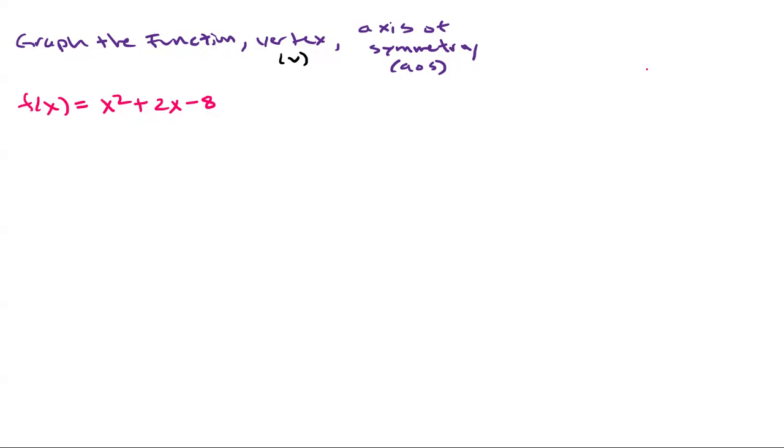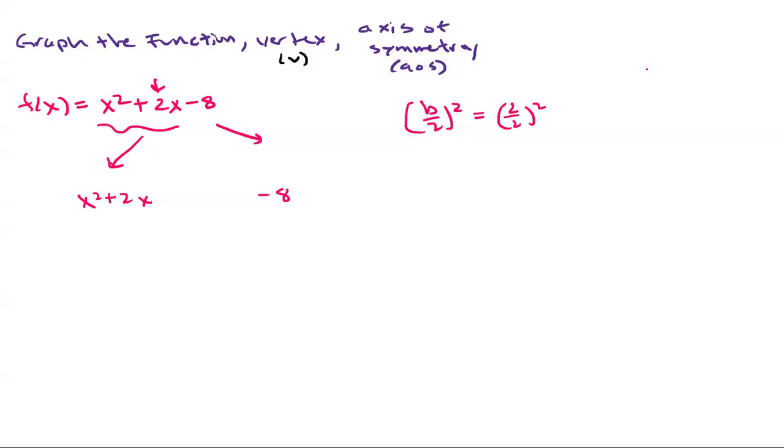Okay. So again, the first thing we need to do is separate these first two terms to the left and then separate that to the right. So we have x squared plus 2x minus 8. Then we're going to use the formula b over 2 squared, right? So our b in this case is the 2. So that's going to be 2 over 2 squared, which gives us 1 squared, which is 1.